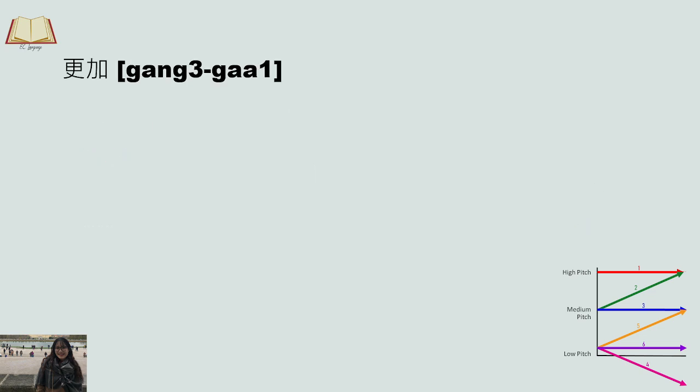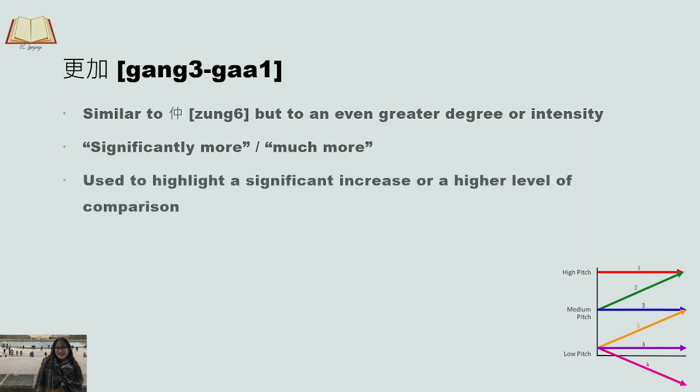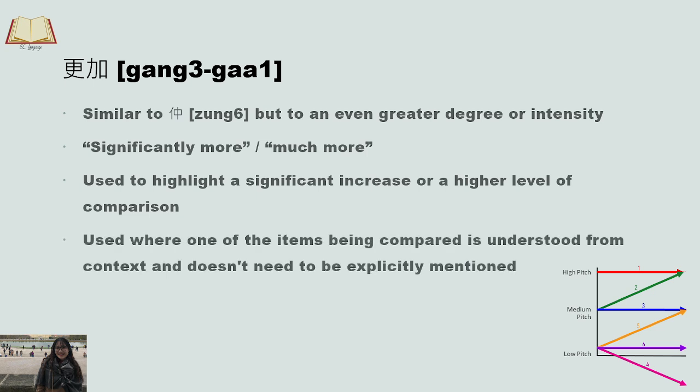Lastly, we're going to look at gung-ga. This means something very similar to joeng, in that it expresses a greater difference. But unlike joeng, gung-ga expresses an even greater degree or intensity, something like significantly or much more. This is used to highlight a significant increase or an even higher level of comparison. Gung-ga is also used in Mandarin as well, so it is part of more standard Chinese usage. Meanwhile, di and joeng are more colloquial and are used only in Cantonese. And of course, like the previous two, because gung-ga is also an elliptical comparison, the item being compared is understood from context and therefore you do not need to mention it.